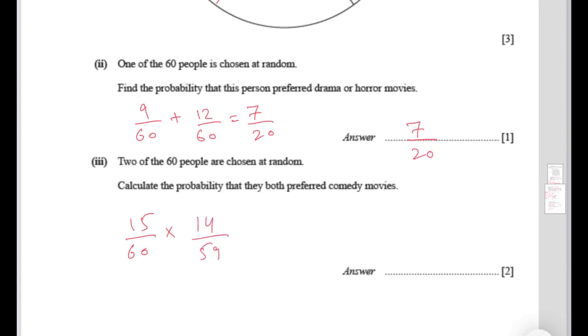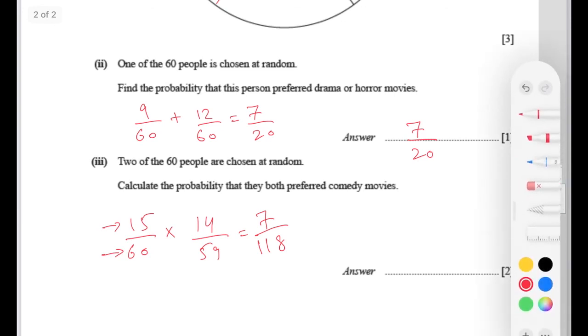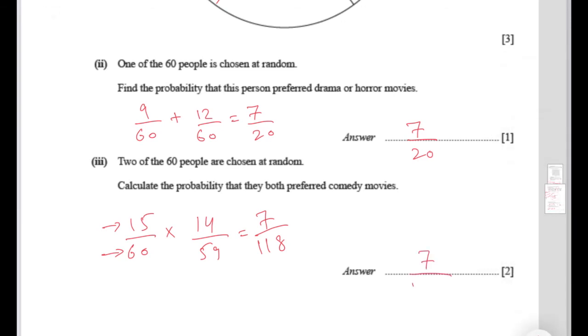Why is it 14 out of 59? Because you already chose one person over here, so you subtract that from 15, and since the one person is also chosen from the total, you subtract that from 60 as well. So let's multiply that and find out what we get. 15 over 60 times 14 over 59, and the value comes out to be 7 over 118. Oh my god, it's always in the ending part that I make mistakes. Okay, 7 over 118. I hope this question made sense.